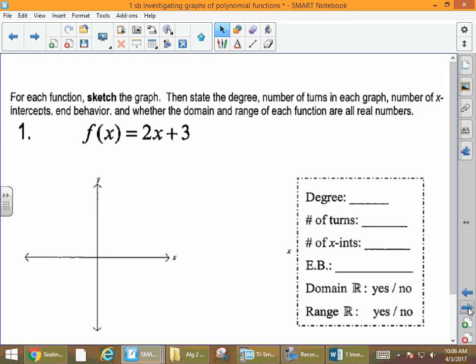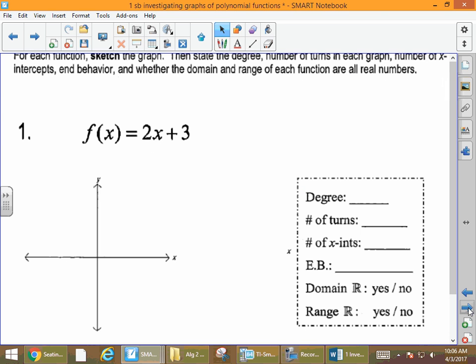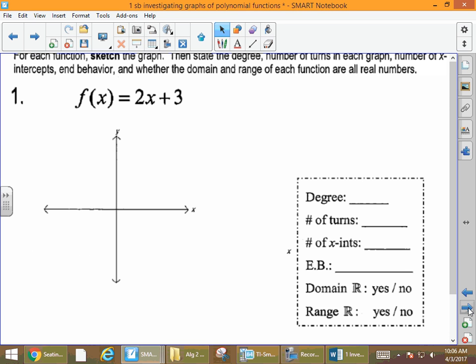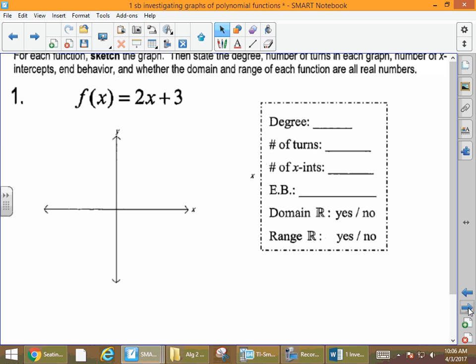In the very first one here, it says f of x equals 2x plus 3. If you want to type that into your calculator, you can. But let me remind you that this first graph is in the form of y equals mx plus b. So what does m stand for? Jordan? Slope. What does b stand for? Oscar? The intercept.